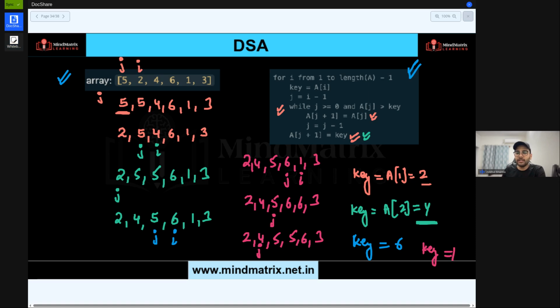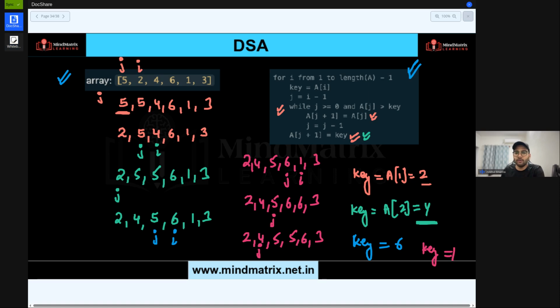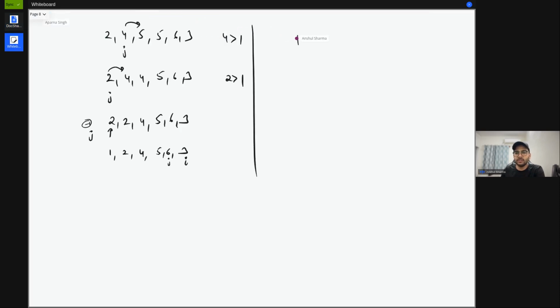Now i will be incremented again. So i will be present over here now. And you know, initially j will be present just before i. So again, your key will be a of i. So now your key is 3. Is this clear? Again, the same steps will be executed.